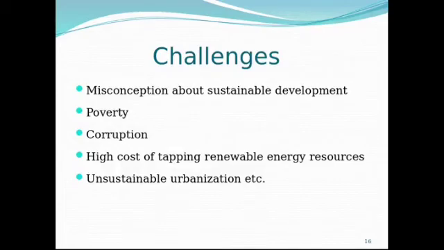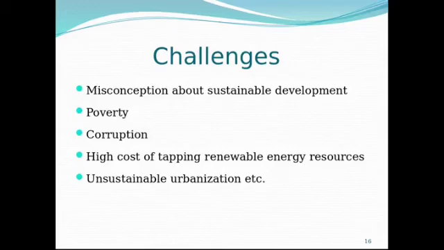Next one is the high cost of tapping renewable energy resources. We know that renewable energy resources are very important for sustainable development. But the major limitation of these resources is their initial cost of implementation. As a result, many people are unable to establish renewable energy resources in their working conditions. So the government must implement policies, or they should provide incentives and loans. As a result, many people will be able to use renewable energy resources.